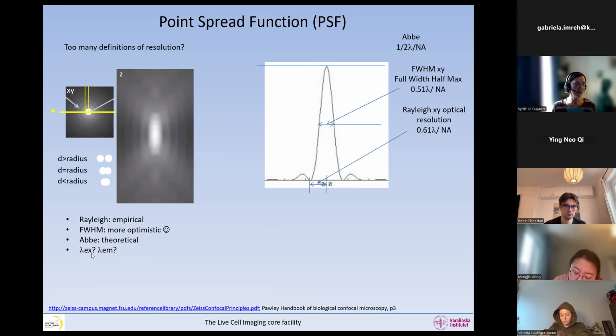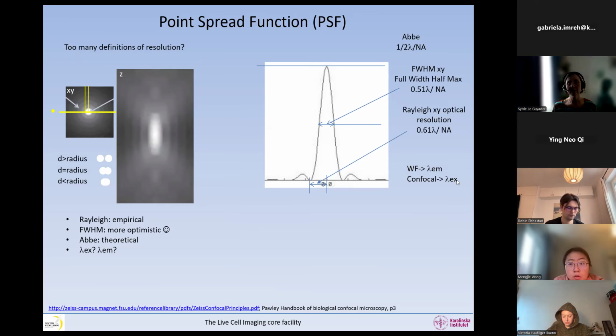Are we going to use the excitation wavelength? Are we going to use the emission wavelength? In theory, if you use a wide field system, you should use the emission wavelength. If you use a confocal, whether it is a single point confocal or a multi-point confocal, you should use the excitation wavelength, okay? And that is because the excitation is also focused. So that is what we should use normally, but in this course, we're going to simplify things.